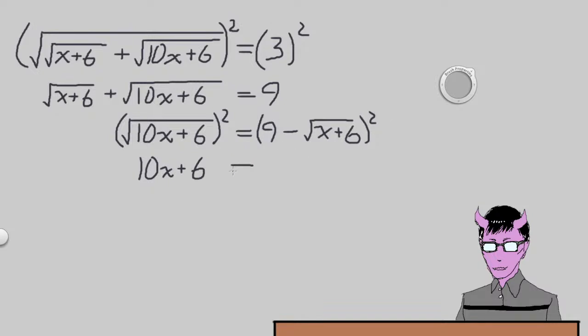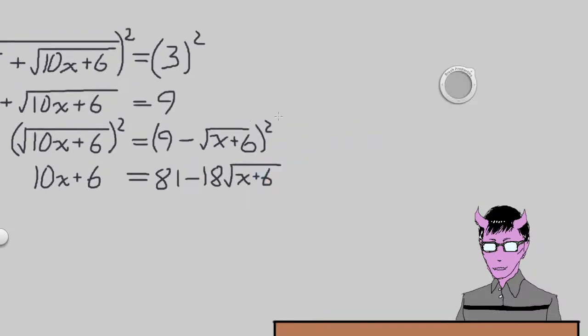Here we have a binomial expansion, so make sure you do that correctly. 9 squared is 81, and then 9 times this times 2 gives us negative 18 square root of x plus 6. And then lastly, this one squared.